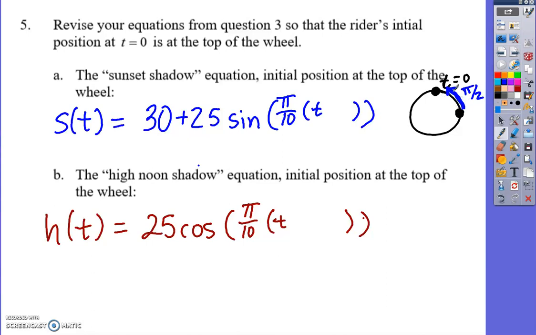We haven't done this. We've shifted it up, we've shifted it down, we've shrunk the wheel, we've sped up the wheel, we've made it go faster, we've played with several different things, but we haven't played with this, which is called a phase shift, which is a shift left and right. So I'm going to leave you thinking about this, challenge you to figure out where that pi halves goes in this equation. Good luck, and we'll talk tomorrow.